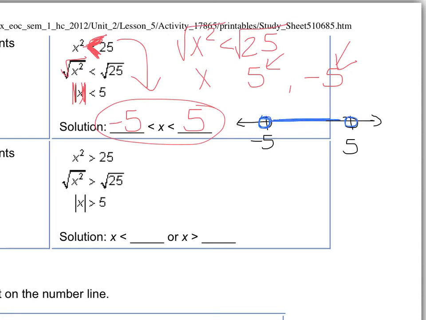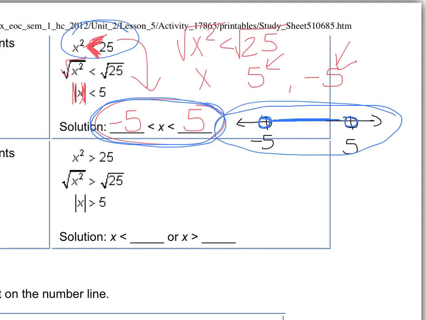Okay, so less than, it's going to have this kind of answer, and it's going to have this kind of graph. This is really a matching game. That's all you have to do is be able to do a matching thing. So less than, it's going to have this answer, this format. Negative 5 is less than x, which is less than 5. And this kind of graph where the line's drawn in between.